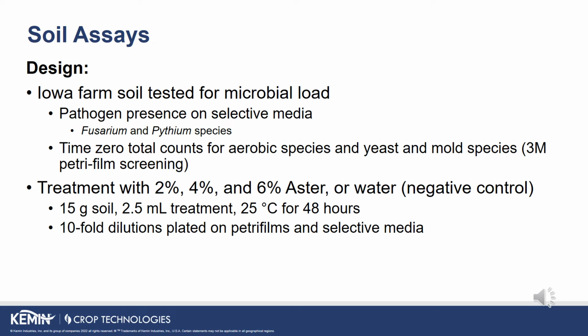We conducted some soil assays looking at Iowa farm soil, which had a considerable amount of organic material. We looked at the bacterial count and the fungal count, as well as pathogens present such as Fusarium and Pythium. The soil was treated at 2%, 4%, or 6% aster, or with water as a negative control. So 15 grams of soil were applied with the treatment. It was incubated at 25 degrees and held for 48 hours, followed by serial dilutions and being plated for the total counts.